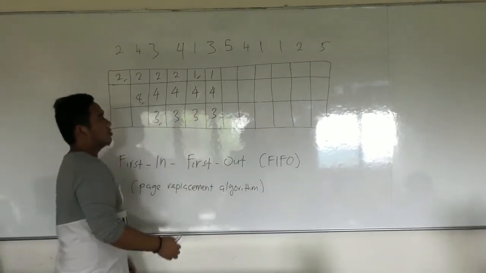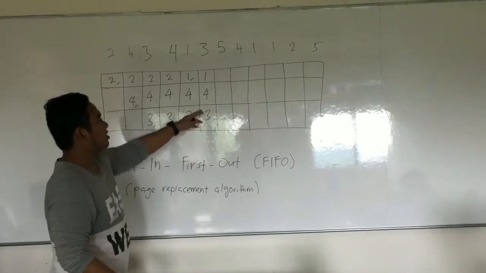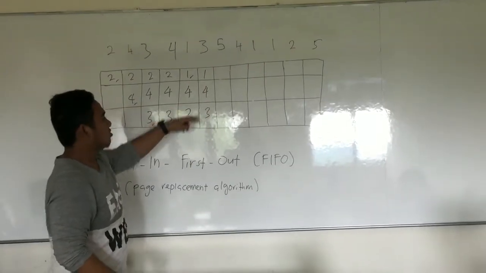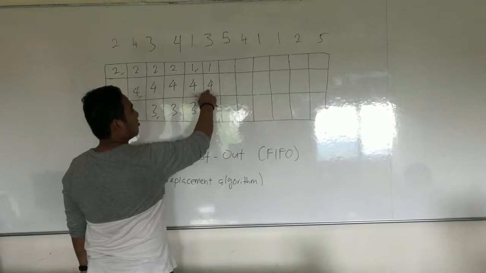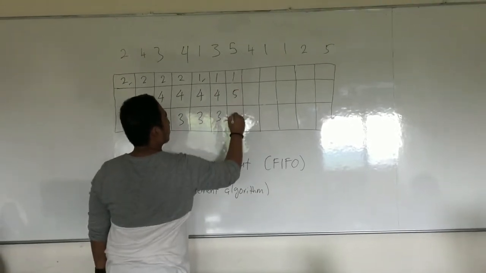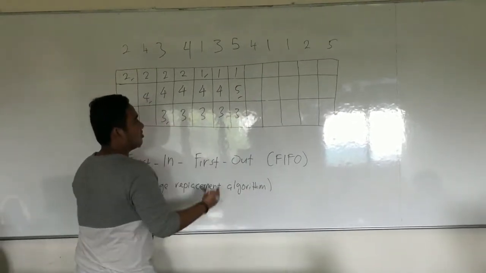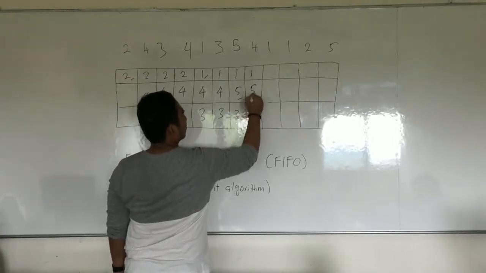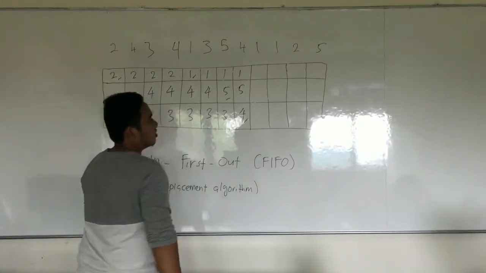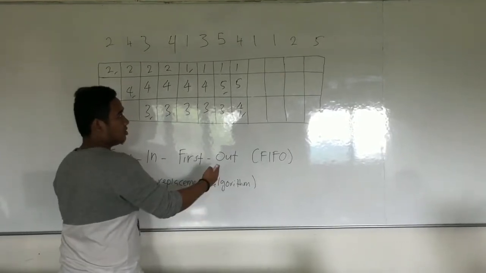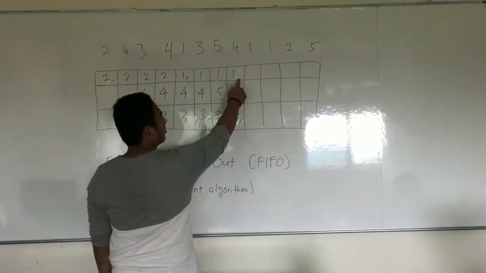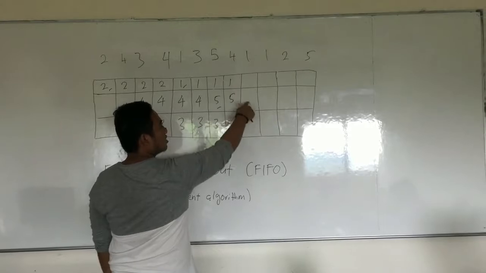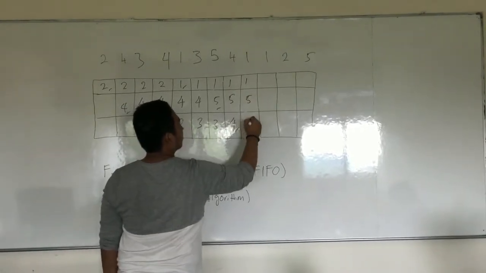Okay. So the next one is number 5, but there is no number 5 in this column. So you need to replace the number 4 with number 5. Just like that, okay. So the next one is number 4. There is no number 4, so you need to replace the 3 with number 4. Okay. So for the next one, it's number 1. But we have number 1 here. So we just simply copy it and no changes happen.